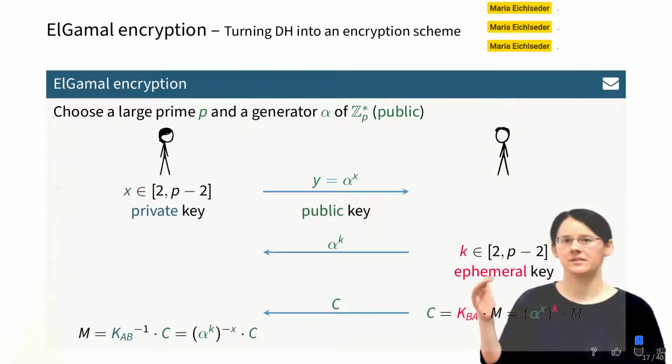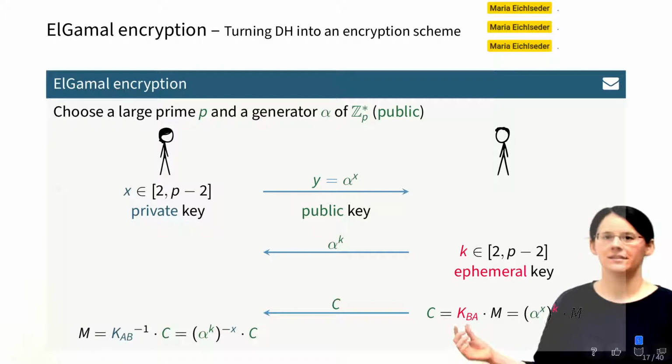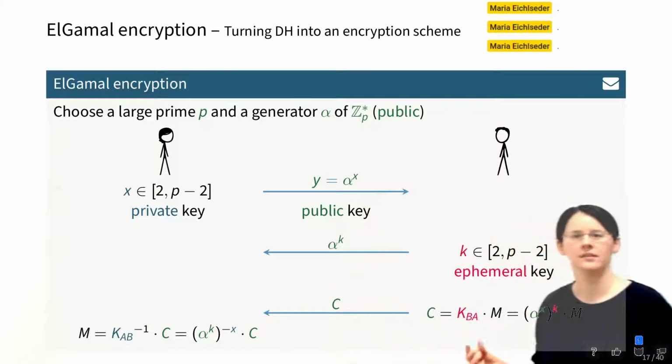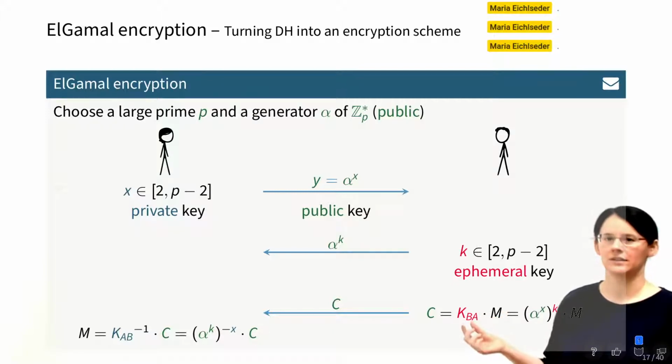This is because the encryption that Bob uses is a very, very simple one. He simply takes the Diffie-Hellman key that he would receive from this Diffie-Hellman key exchange and multiplies it with the message. So he masks the message using this secret key.